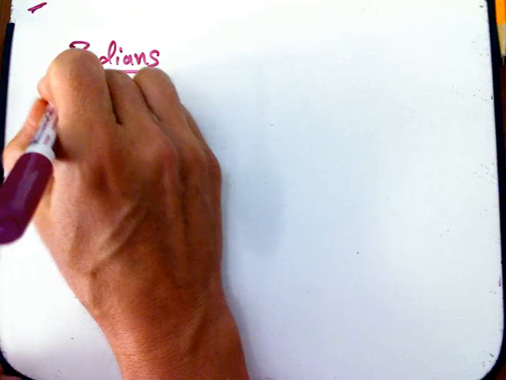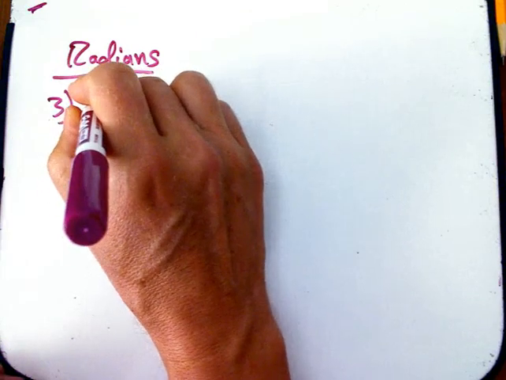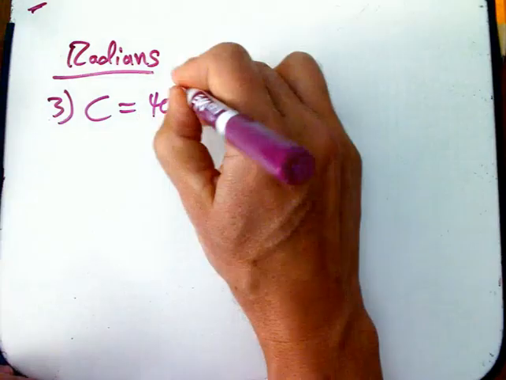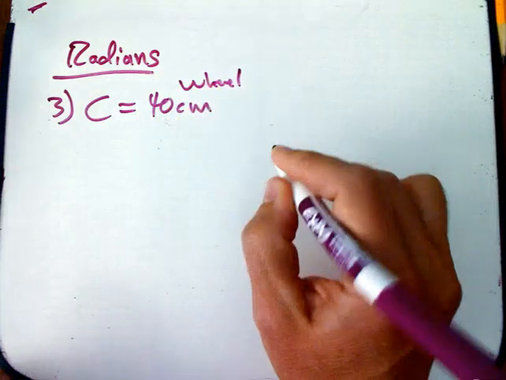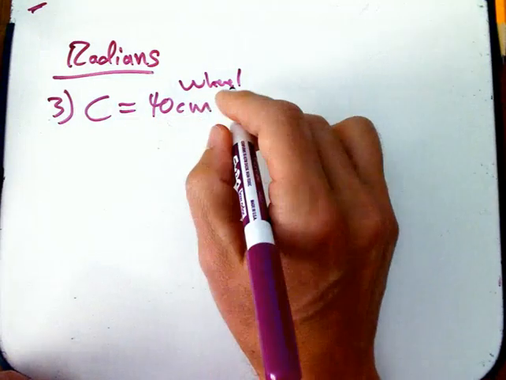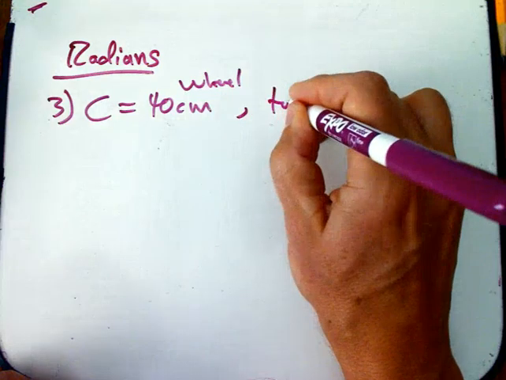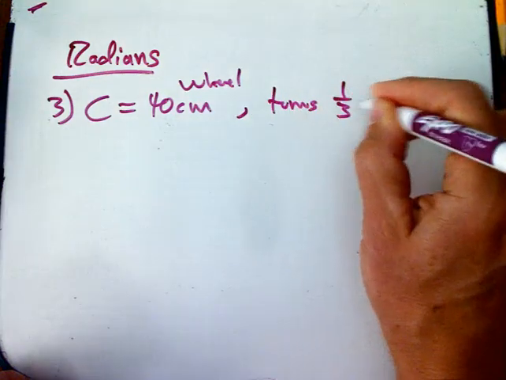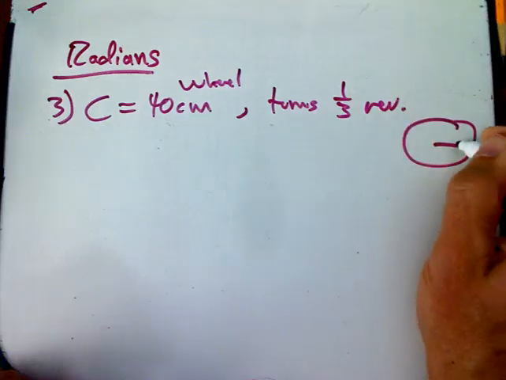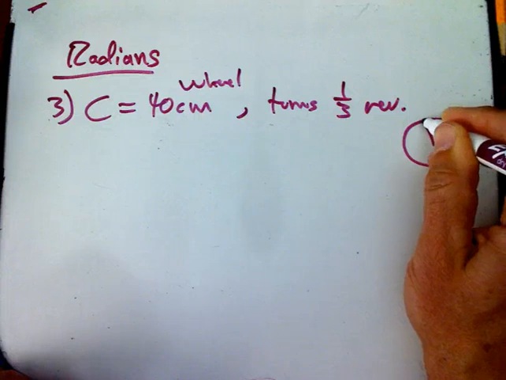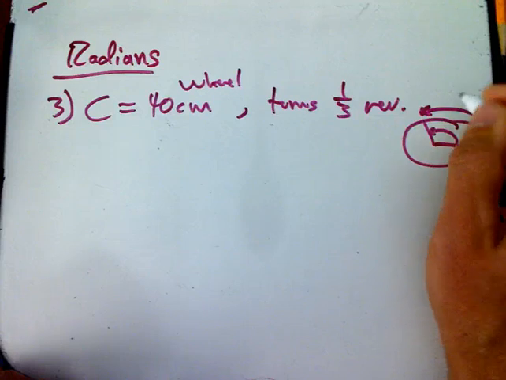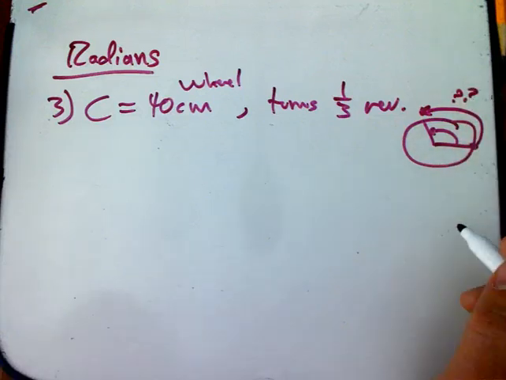Okay, so problem 3. Again, let's say I have a circle. Let's say it's a wheel again. Let's go back to a wheel. I'll keep going back and forth. And it's 40 centimeter circumference. And now it only turns 1/3 of a revolution. So here's my wheel, and it turns 1/3 of the way. That's about over to here. Okay, and again, there's a thorn in the tire. And how much distance did it travel?